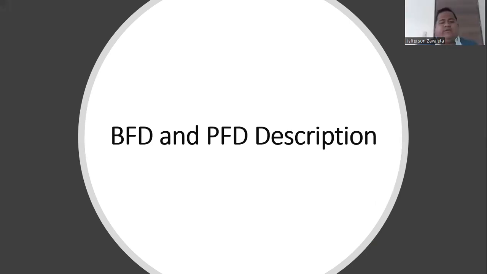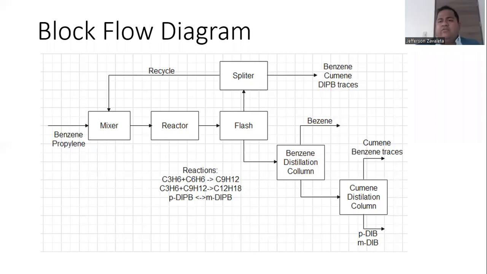Hi, my name is Jefferson Zavaleta. Block flow diagram. For our project, we adapted the BFD from Mahaprata to the project specification. This process contains a reactor and 3 separation units: a flash distillation tank and 2 distillation columns for benzene and Cumene. The BFD for our project presents a recycle stream.